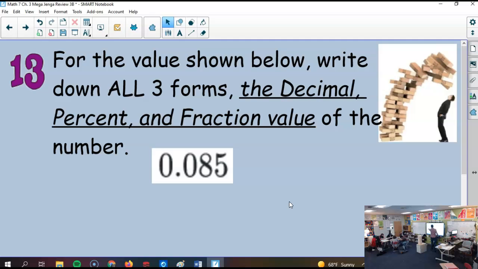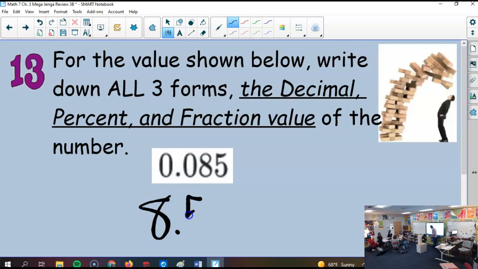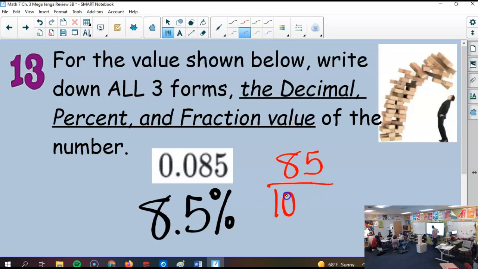All right, so first off, they give us the decimal form. So I guess in order, percent would be the next one. You want to give me the percent form of this? We said. I like how he said we said. We said 8.5%. And fraction form? 85 thousandths. That is correct.